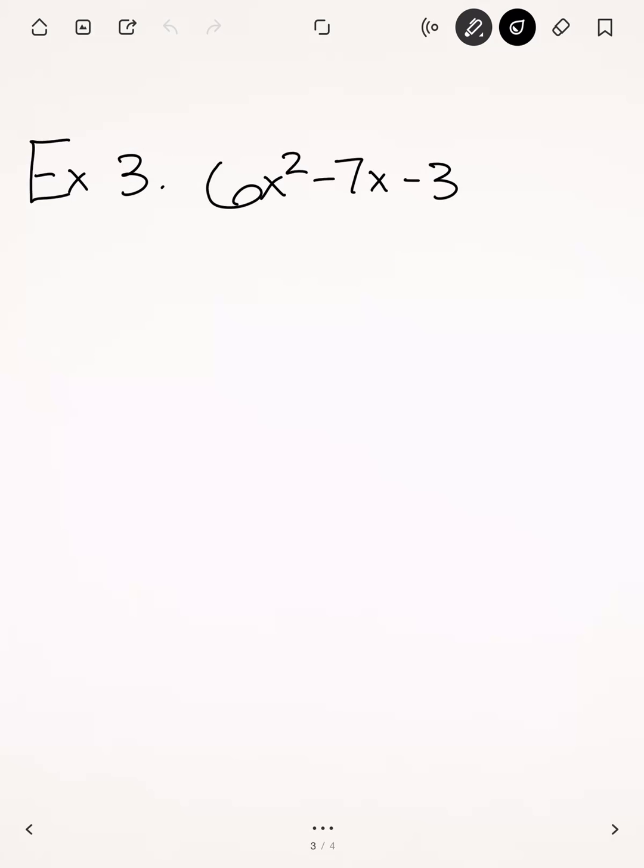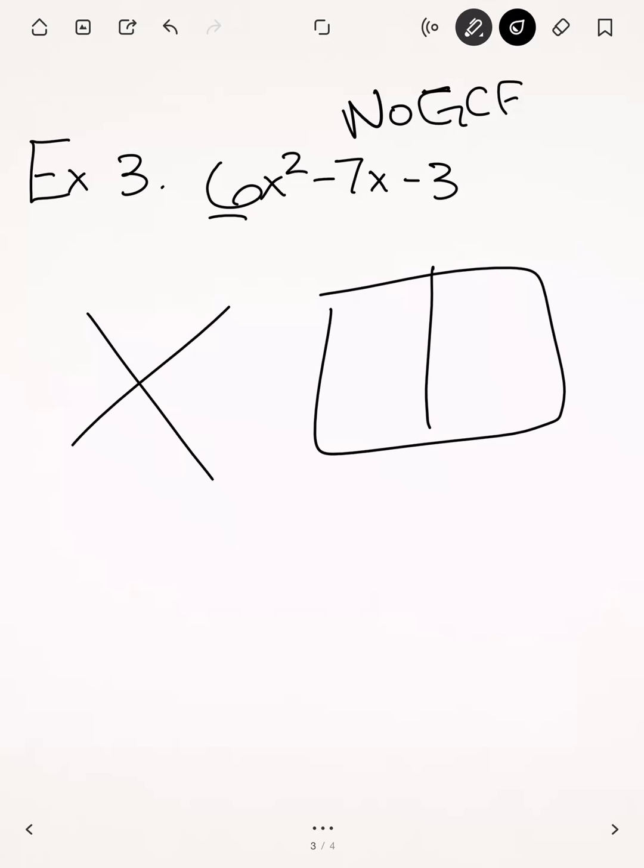This method does not change no matter what the quadratic looks like. So this time I have a number in front of my x squared. It does not change the process on how I do this. Okay, so this one has no GCF. Okay, so no GCF. So I go straight to the x in the box.